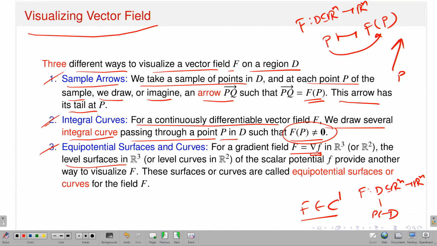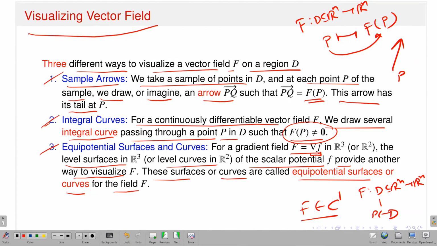The level surfaces, I already talked about level surfaces of a gradient. If you remember, in my last couple of lectures, I talked about level surfaces, and if I am in R2, it is actually level curves. So the level surfaces in R3 or level curves in R2 of the scalar potential or scalar field provide another way to visualize F. These surfaces or curves are called the equipotential surfaces or curves for the field F.